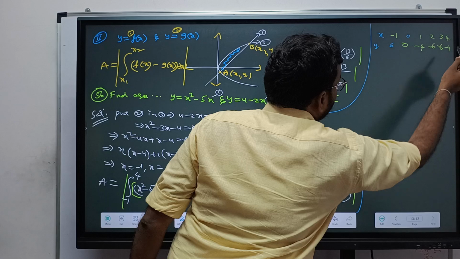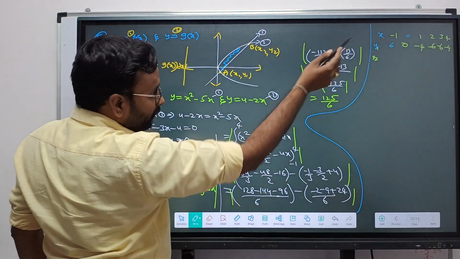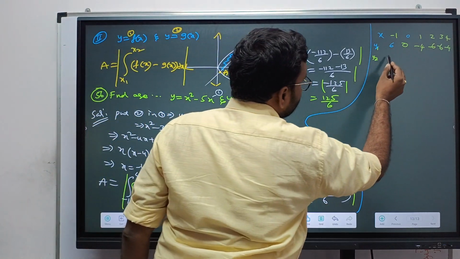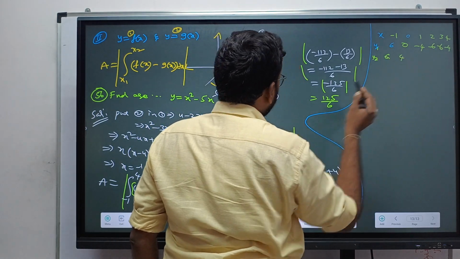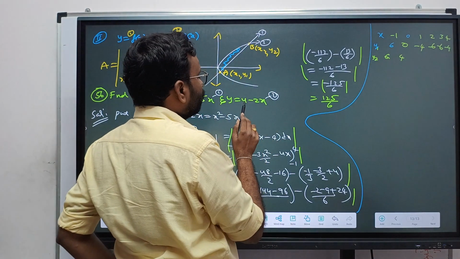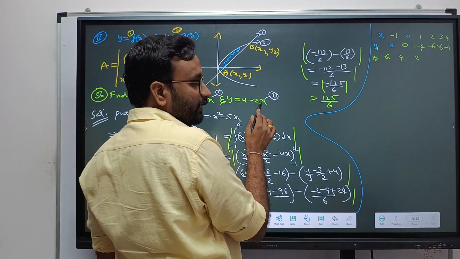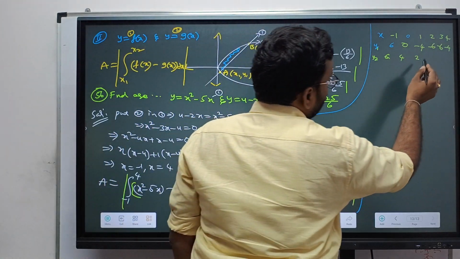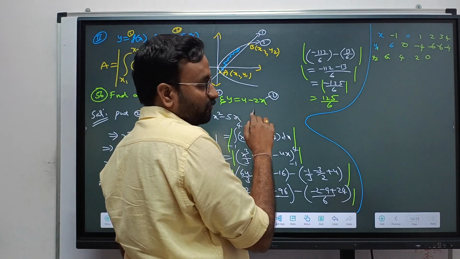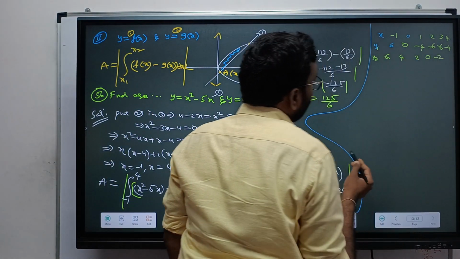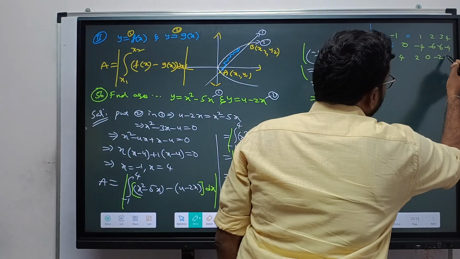Minus 4. Okay, now come to one more curve. Let y1, y2. Again, first value minus 1: 4 plus 2, 6. For 0: 4 minus 0, 4. For 1: 4 minus 2, 2. For 2: 2 times 2 is 4, 4 minus 4, 0. For 3: 2 times 3 is 6, 4 minus 6, minus 2. For 4: 2 times 4 is 8, 4 minus 8, minus 4.